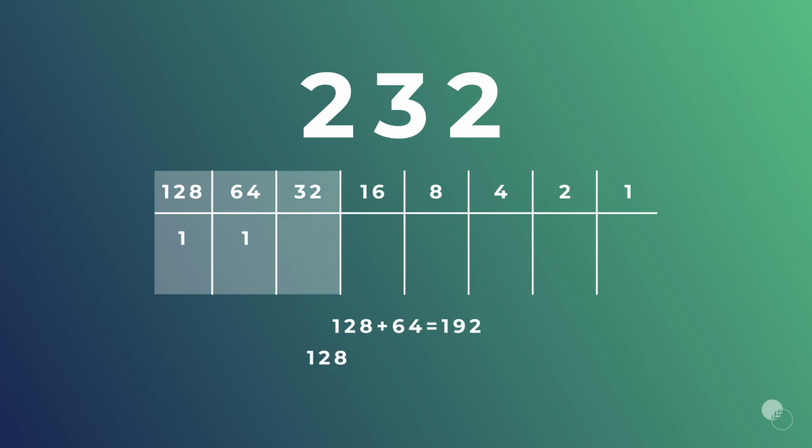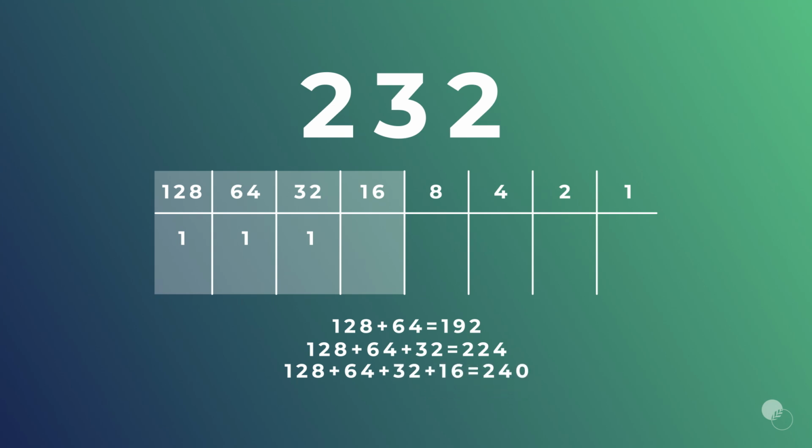Now we'll add 128, 64, and 32 together. Is it still less than 232? Yes, it still is. So now we'll add 128, 64, 32, and 16, which will give us a total greater than 232.